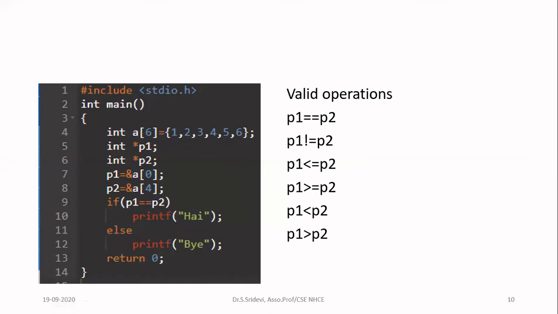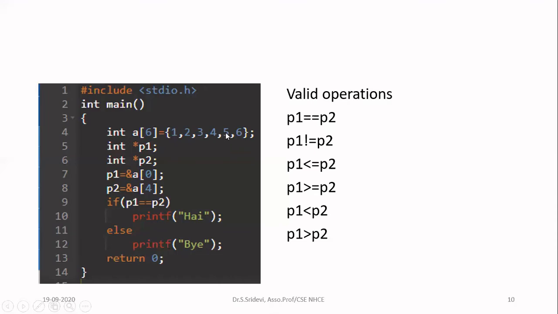Address. You will compare only the address. You will see whether P1 and P2 have the same address, whether both are pointing to the same address. But now P1 is pointing to 1, and P2 is pointing to 5. They are not pointing to the same address, so this statement will be false. When the statement is false, you will go to the else part. In the else part, we are printing bye. So when you run this program, you will get the answer as bye.